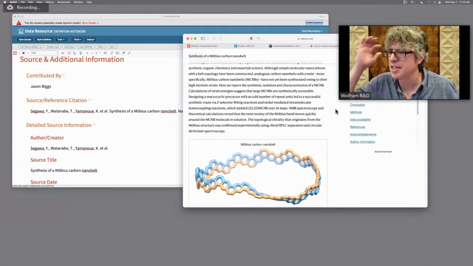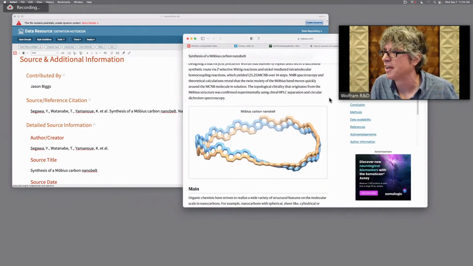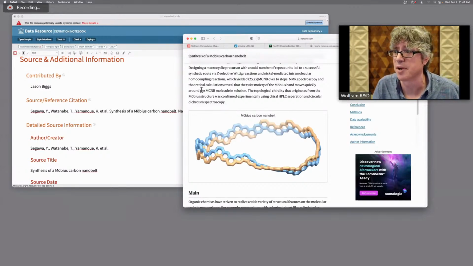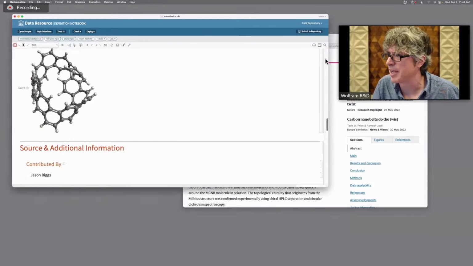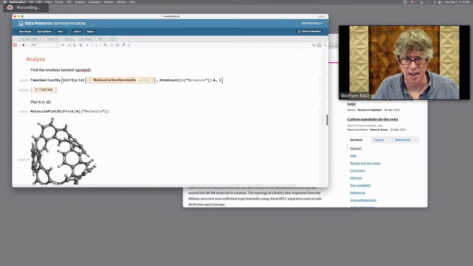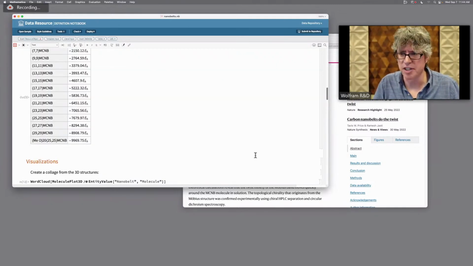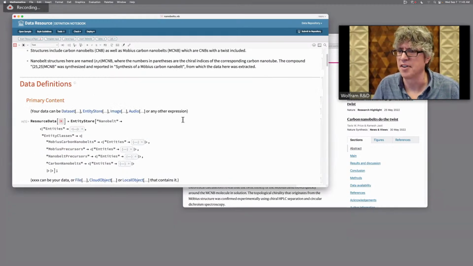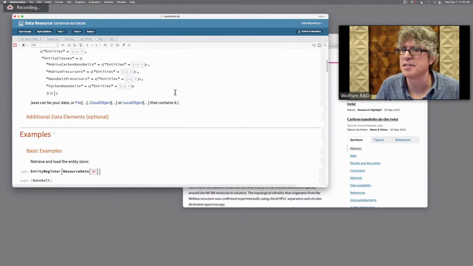Whenever one of these papers comes out, I look to see what kind of supporting information they have. Is it something that we can ingest? And if so, we could upload it to the Wolfram Data Repository. And that's what we have here. In their supporting information, they have coordinates, XYZ files, as well as energies and a few other things for a lot of entities. Let me go ahead and evaluate this.